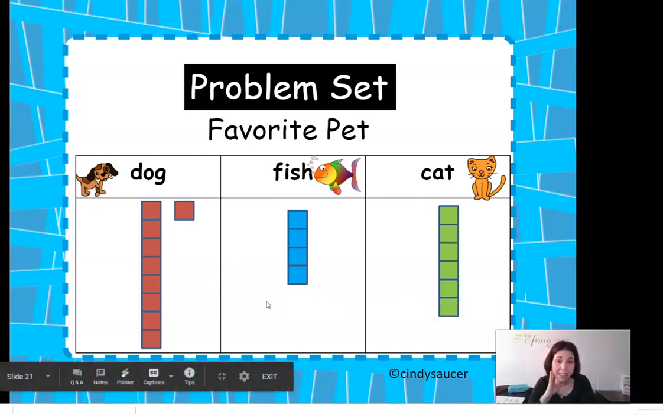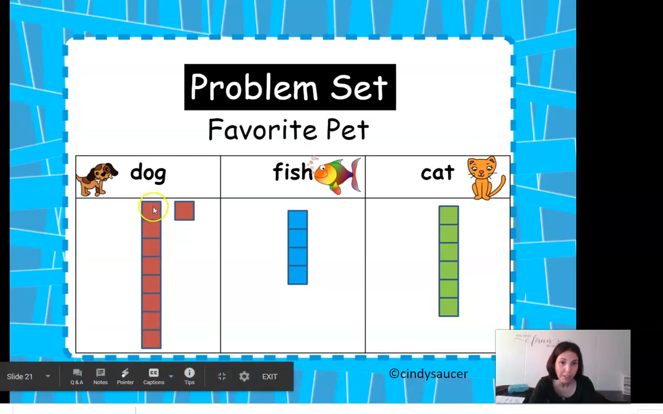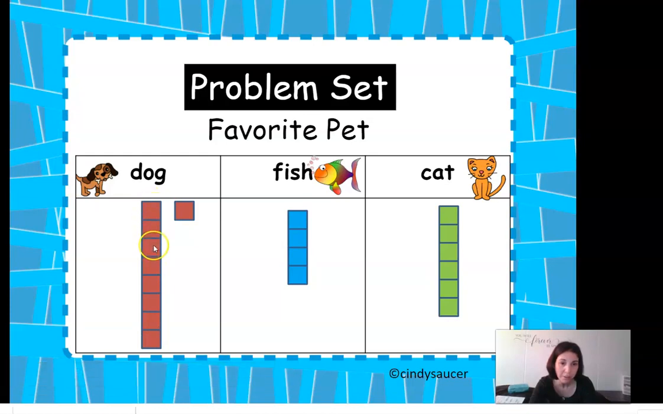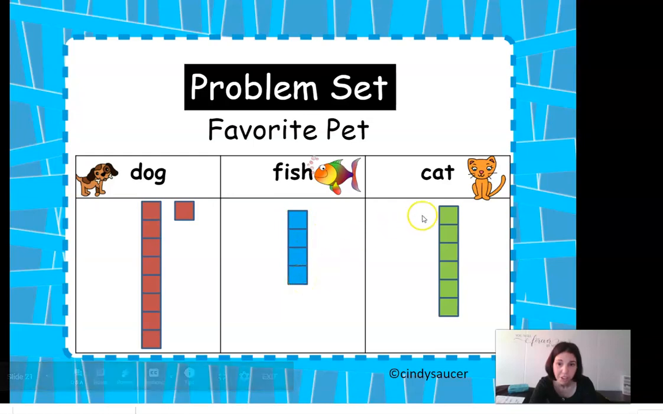Notice how you can organize the data in different ways. As long as it's neat and organized, you can show it in different ways. So let's count how many people chose dog for their favorite pet. 1, 2, 3, 4, 5, 6, 7, 8, 9. So 9 people chose dog. 1, 2, 3, 4 people chose fish. And 1, 2, 3, 4, 5, 6 people chose cat.